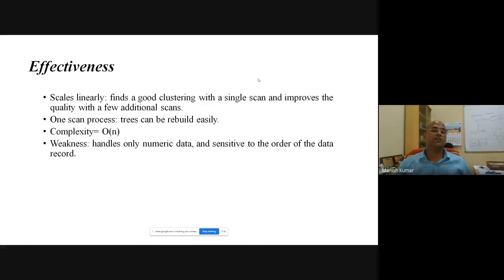Obviously, it scales linearly. It's a one-scan process, and the complexity is order of n only, as many numbers as you have. The only thing is that it handles only numeric data. And obviously, it is applicable for time series data because normally in time series data, we have numeric data, and there are some categorical data also which can be transformed into numeric data as well. So that is why it is useful in that case.